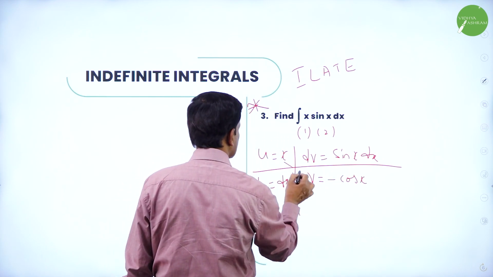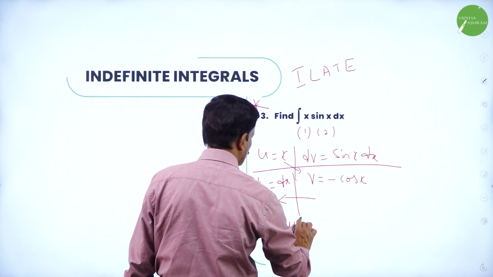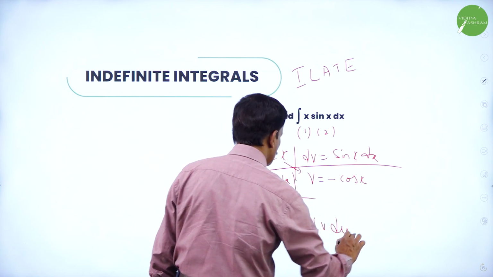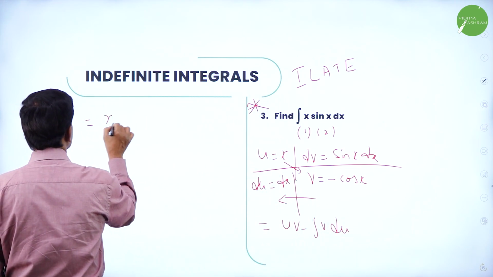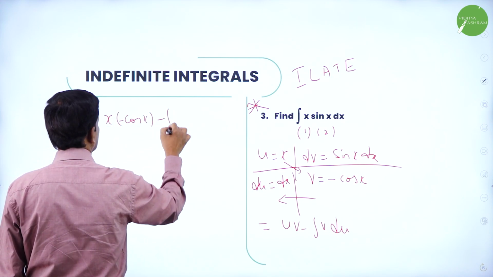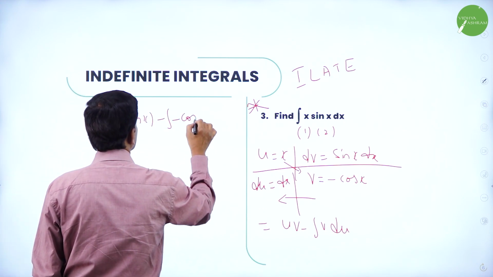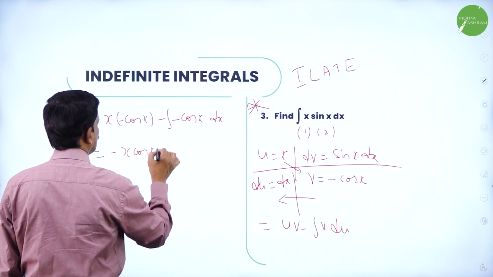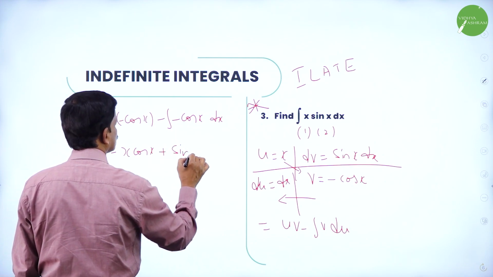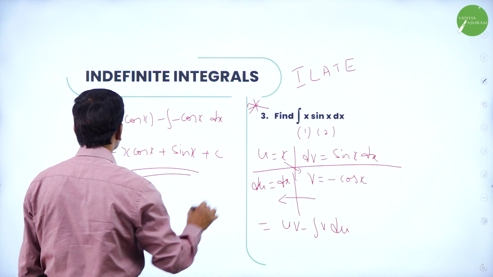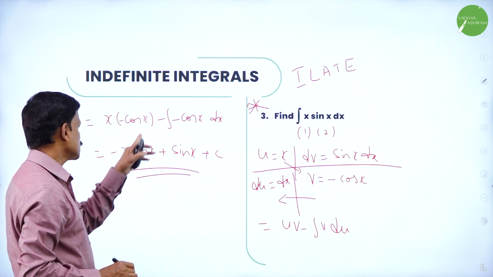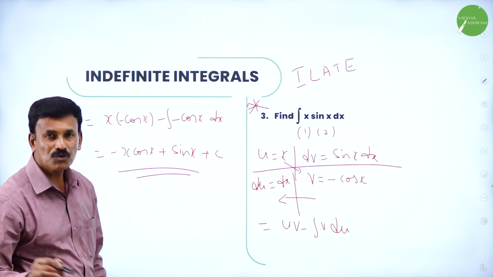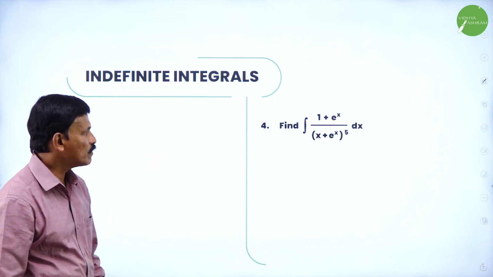Now what is the formula? Just apply uv minus integral v du. Integral of u dv is equal to uv minus integral v into du. So uv is x into minus cos x, minus integral of v, which is minus cos x, into du, which is dx. That is minus x cos x, minus into minus, plus integration of cos x is sin x plus c. So minus x cos x plus sin x plus c is the integrated answer. Hope you followed. Now move on to the next problem.